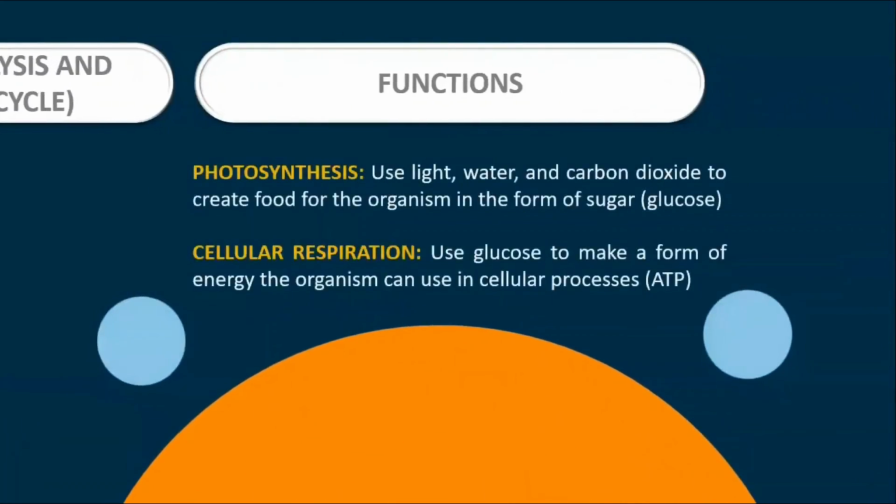Next, lastly, the functions in the organism. Photosynthesis uses light, water, and carbon dioxide to create food for the organism in the form of sugar, specifically glucose. While cellular respiration uses glucose to make a form of energy that the organism can use in cellular processes, or adenosine triphosphate. So here, we can also see the relationship of the two, since the output of photosynthesis is the sugar or glucose, while the input is the usage of glucose for cellular respiration.